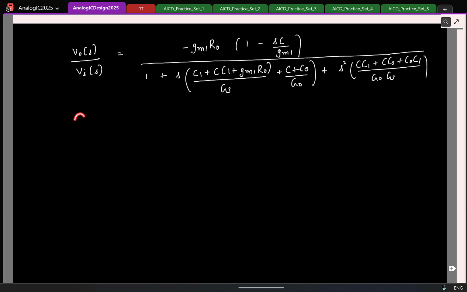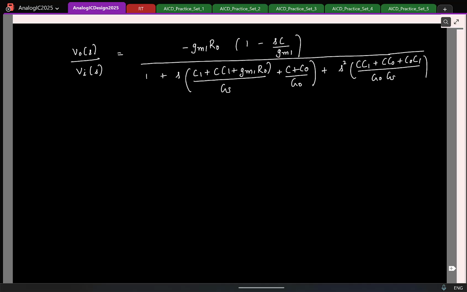And if you do this, this is the transfer function you get. You don't have to copy this. This is not relevant. I'll tell you what you might want to copy later. So this is what the transfer function is. As expected, we have an RHP 0 at GM1 by C. That is something we calculated now.